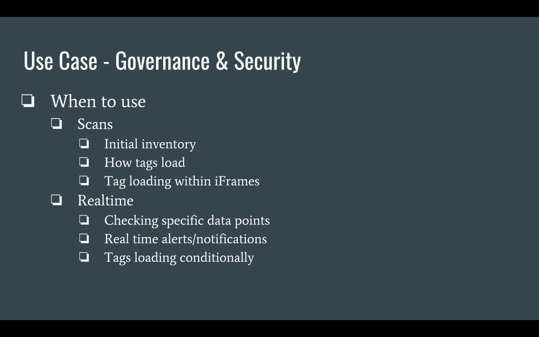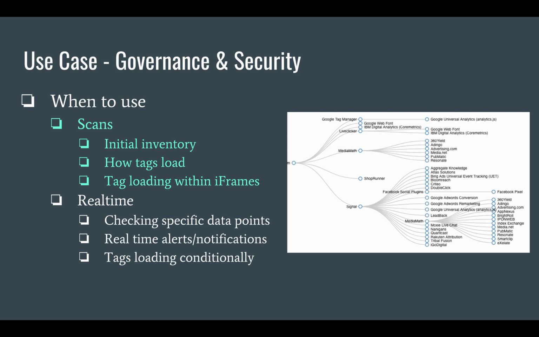Now, with real time, the value is around checking specific data points, again thinking back to the volume and diversity of the data that is able to be collected. Using the validation rules, we can look at things that are really granular, such as the structure of a data point being collected within requests. You have those real-time alerts and notifications, as well as the ability to pick up any tags that are loading conditionally.